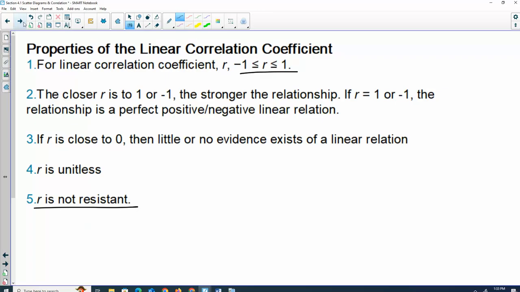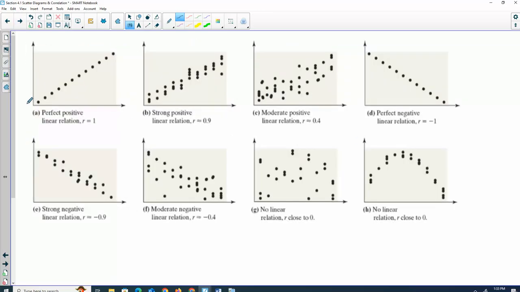All right. So this is showing a perfect linear relationship, so that would be an R of positive 1. On this one, it's 0.9 because we still have a pretty strong relationship. We see it's still positive, but it's getting weaker. That's like a 0.4, negative 1, negative 0.9, negative 0.4. These are both very close to 0 because there's not a linear pattern at all.